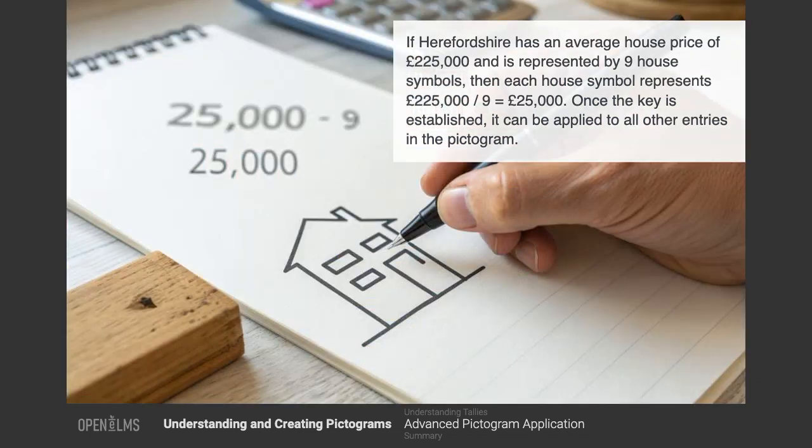If Herefordshire has an average house price of £225,000 and is represented by 9 house symbols, then each house symbol represents £225,000 divided by 9, which equals £25,000. Once the key is established, it can be applied to all other entries in the pictogram.